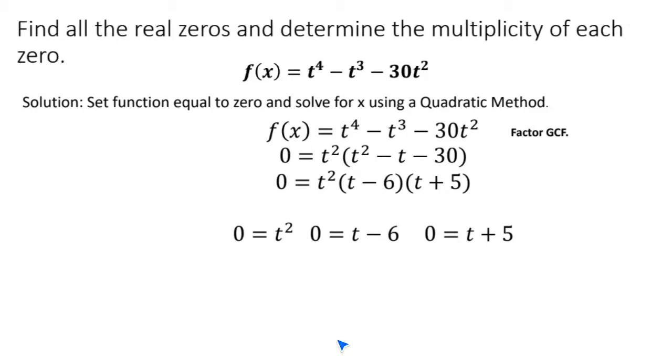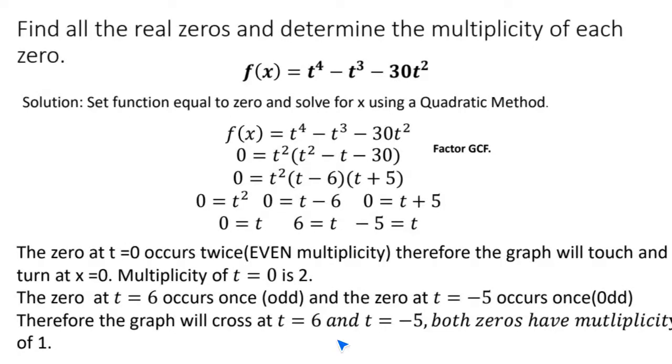So solving for t, okay, we see that if I take the square root of 0, we're going to have two zeros here, right? So at t equals 0, we have an even multiplicity because we're going to have the answer twice. There's two of them, so it's an even. And also this means that the graph is only going to touch at that point, okay? So at t equals 6, it only happens once, so it's an odd. And at t equals negative 5, this only occurs once, so this is an odd multiplicity, okay? Because they're crossing the graph only once.